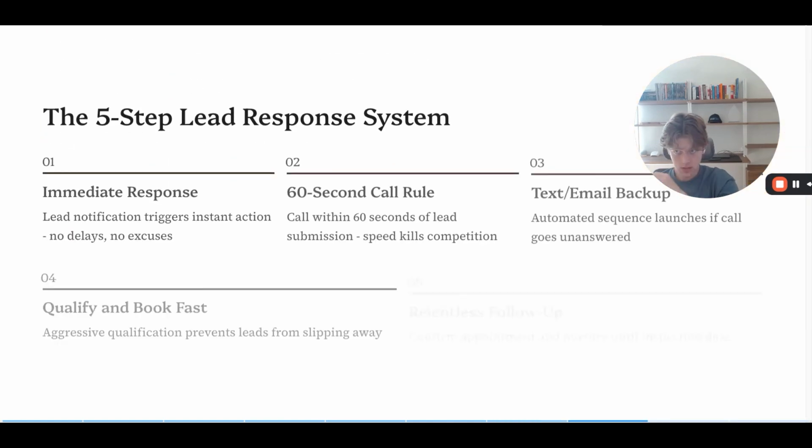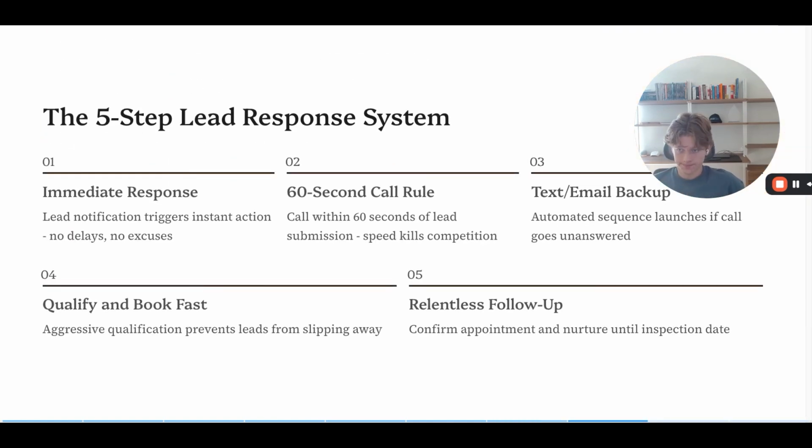Okay. So there's a couple things. Number one, lead notification triggers instant access, instant action, no delays, no excuses. So what are we doing right when a lead comes in? We text it, we send a message to our call center to call the lead. We call the lead in under 60 seconds. If any of our callers take over 60 seconds, we are on their ass. They are not allowed to call over 60 seconds. There's no reason for them to be calling over 60 seconds unless that lead comes in at like 4 in the morning. That's the only acceptable reason for a lead to not be called in under a minute.